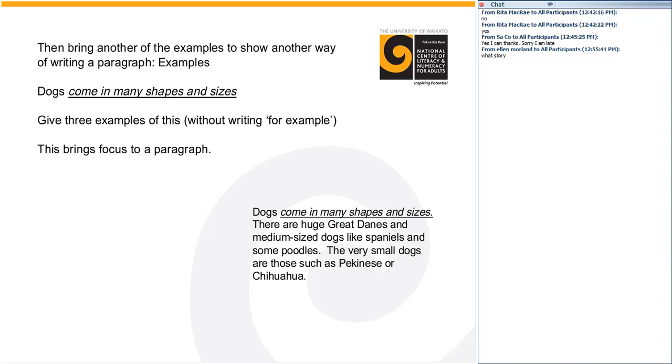I'm not sure if Great Dane should be capitalized or not. I'm obviously not at step 6 yet in the writing, but anyway, we've got the magic number 3, for example. So there are huge Great Danes, 1, and medium-sized dogs like spaniels and some poodles, 2, and the very small dogs, 3. Okay. So this is a really nice way to get some focus, and I think when learners are beginning their paragraph writing career, an examples paragraph is a really good way to start.